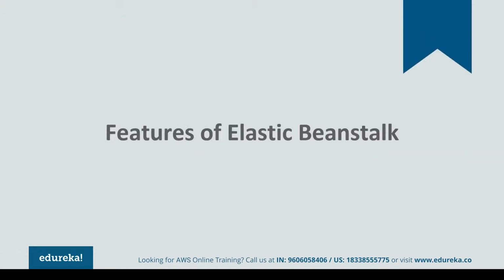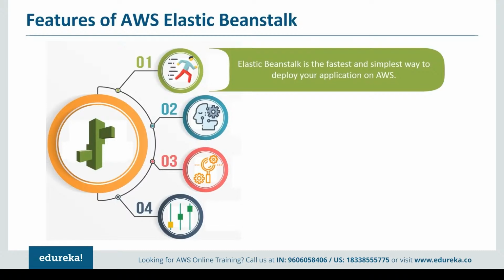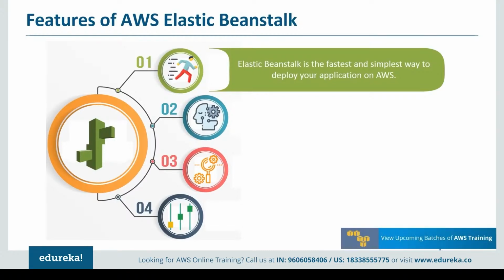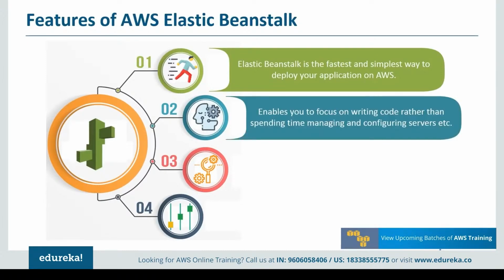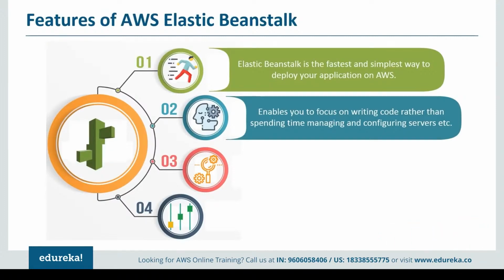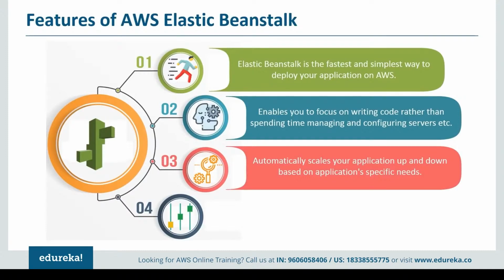Now that you have a basic understanding of Elastic Beanstalk, let's take a look at a few of its features. Mostly, all these features are similar to the ones which we discussed earlier. Elastic Beanstalk makes the app development process faster and simpler for the developer. All the developer has to do is concentrate on developing code. The rest of the configuration details and managing and monitoring details will be handled by Elastic Beanstalk. Also, Elastic Beanstalk automatically scales up the AWS resources which have been assigned to your application based on your application's specific needs.